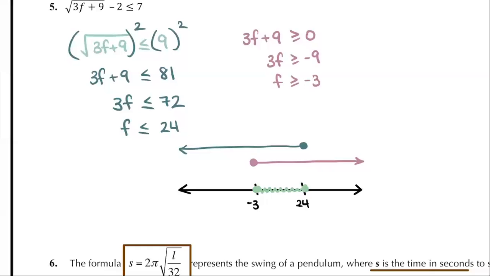All right, so what's your final answer? Colby, what's your final answer? Sorry. F is greater than or equal to -3 and less than or equal to 24. Perfect. There you go. You got it. Way to go, Colby.